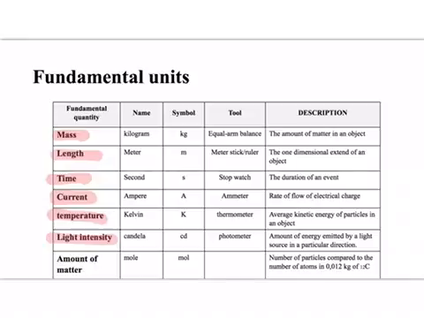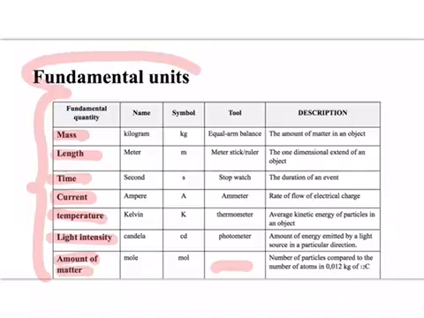particular direction. And the last one, which you will usually use in chemistry, is the amount of matter, the mole. The symbol is mol. There's no tool to measure the mole. Mole is the number of particles compared to the number of atoms in 0.012 kilogram of the carbon-12 isotope. So you have to know these 7 quantities. These are the fundamental units, and all of the others are derived.